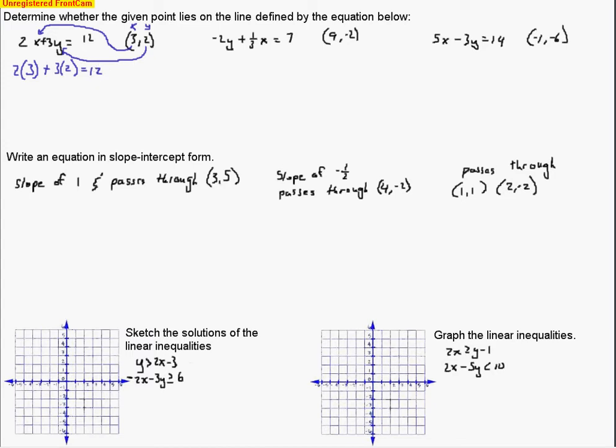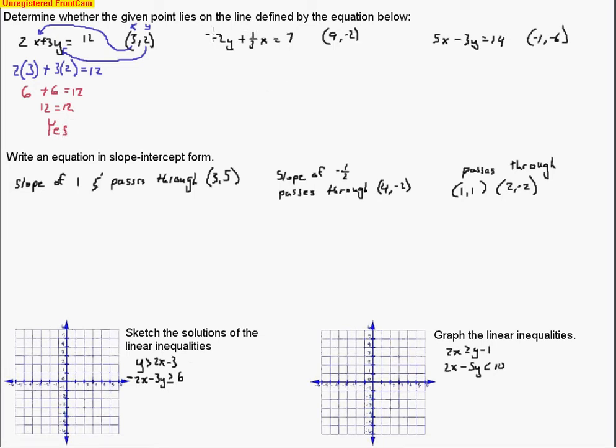And so we go ahead and do some work here. 2 times 3 makes 6. And over here, 3 times 2 makes 6. And those two numbers do add to make 12. And so when the two numbers do equal, we say, yes, that point is on the line. Just a few more to practice like that.